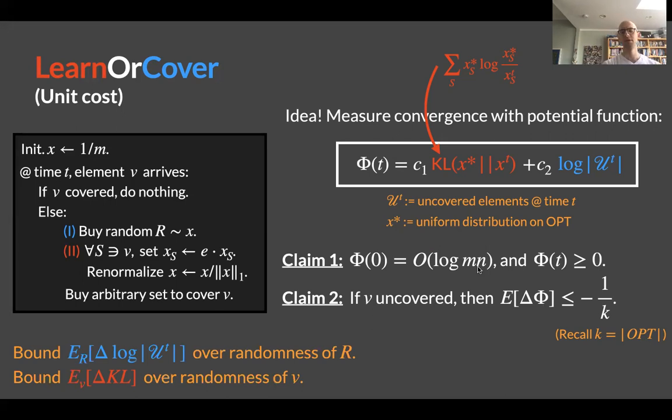The key to the proof is to bound the expected decrease of the blue part and the expected decrease of the red part separately. The blue part only depends on the choice of the random set R. On the other hand, the red part only depends on the random element that's incoming, V. And so one can cleanly do these two analyses separately. The decrease in the red part is where we indeed use the random order assumption.